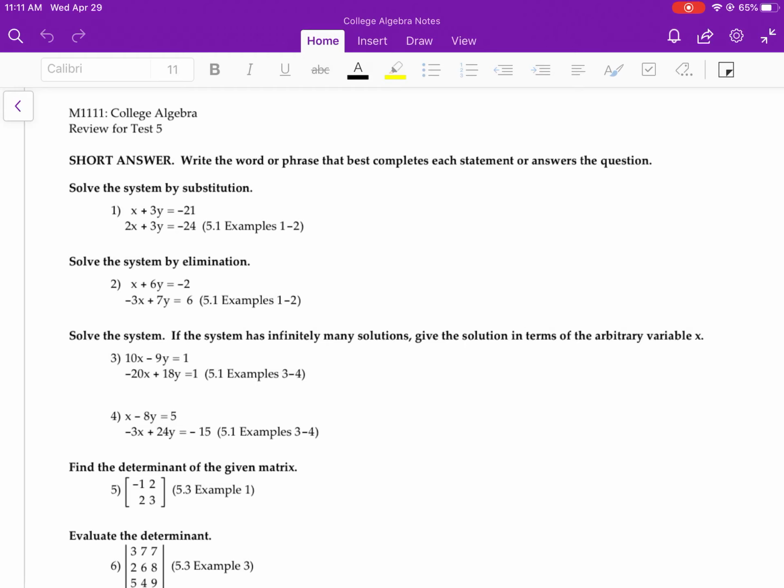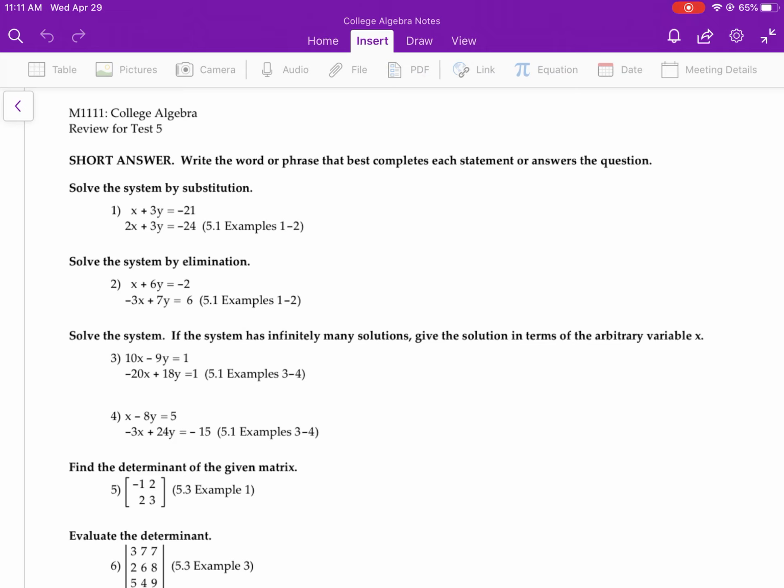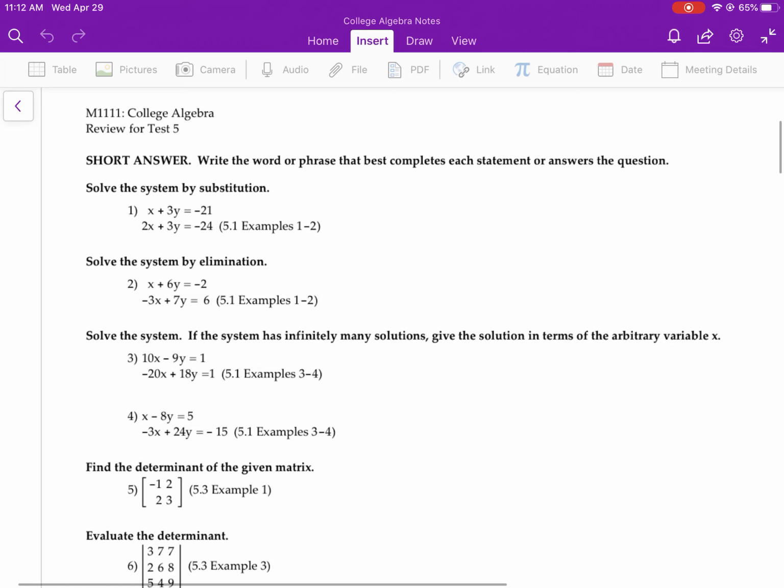College Algebra. This first video is going to cover the first part of your Chapter 5 test review. All right, I'm just going to work through each problem like I did on the Chapter 4 review, and you can scroll through the video and pick up the parts that you need if you get stuck. So on the first one it says to solve with substitution.